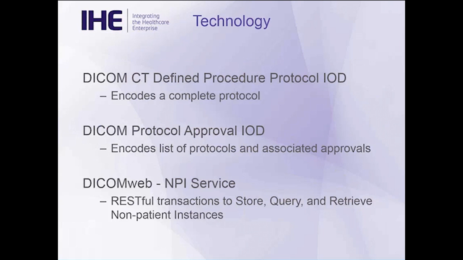So the technology that underlies this, there are three main pieces that we put together and profiled. The first is the DICOM CT defined procedure protocol object. This is how you encode a complete protocol. Two details to pay attention to here. First, this is a complete protocol. In the headers of some of the image objects that are already recorded in DICOM, you have a few protocol details, but typically you don't have a complete protocol, all of the details that are needed for the protocol to be run. So this object does contain that full set of parameters.